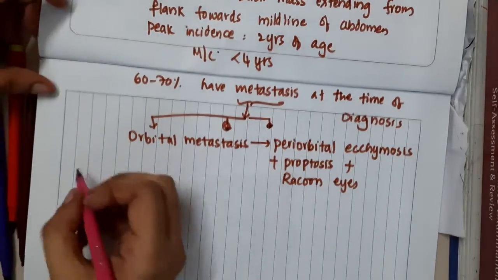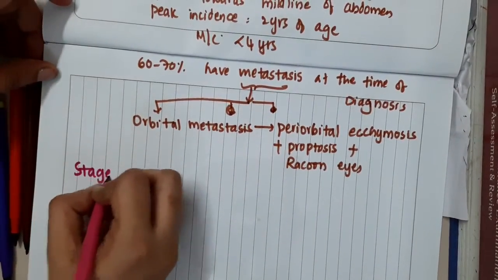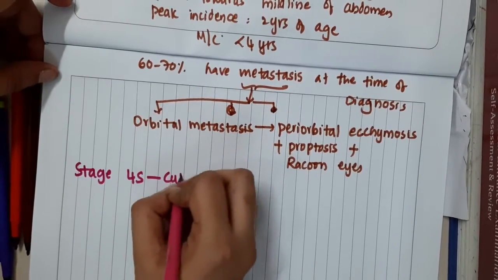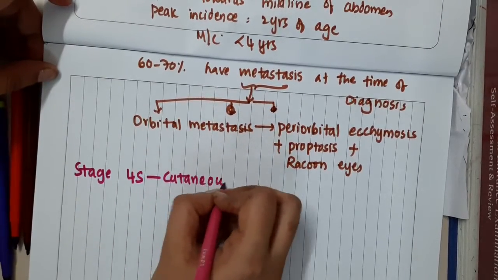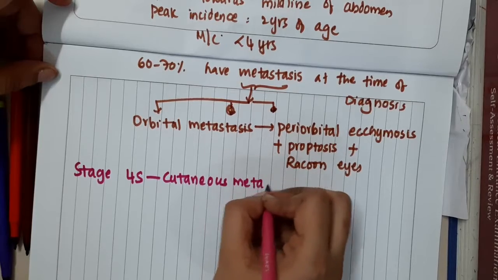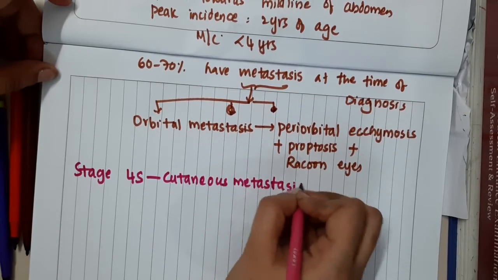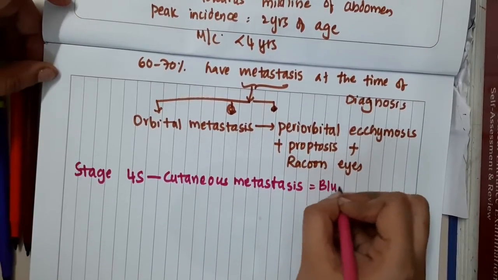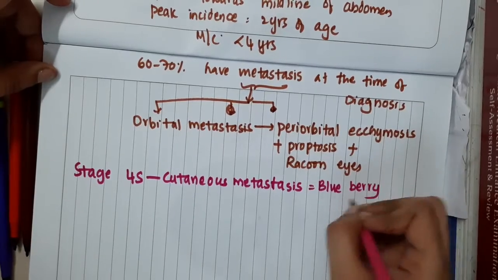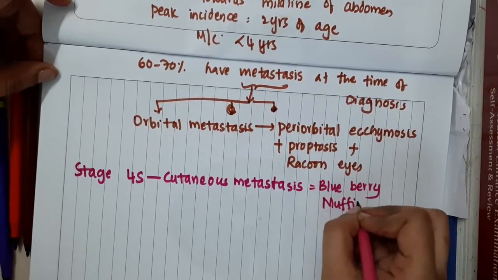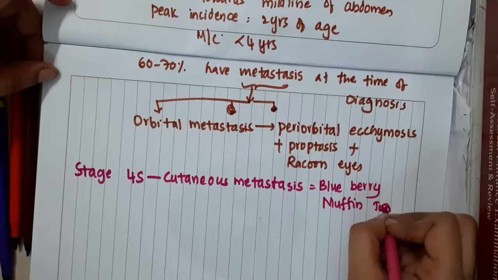Then we have something called stage 4S. In stage 4S there will be cutaneous metastasis, which is called blueberry muffin tumor. These are called blueberry muffin lesions.